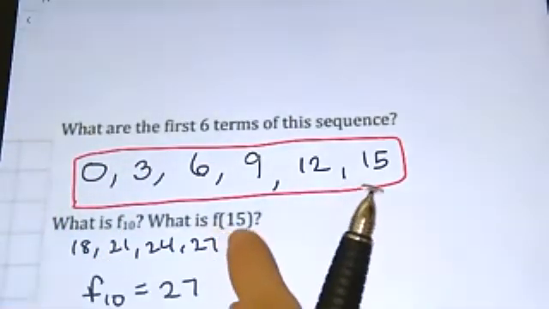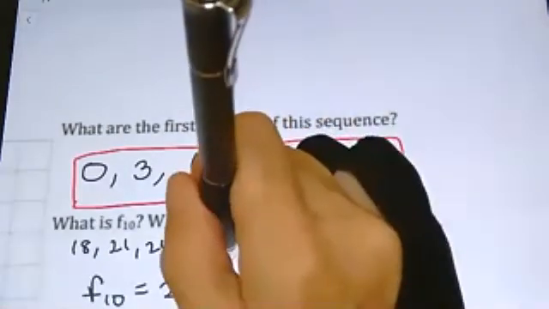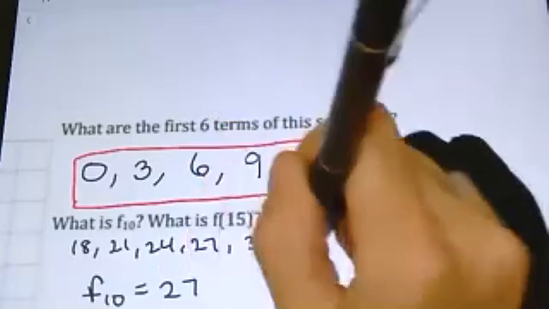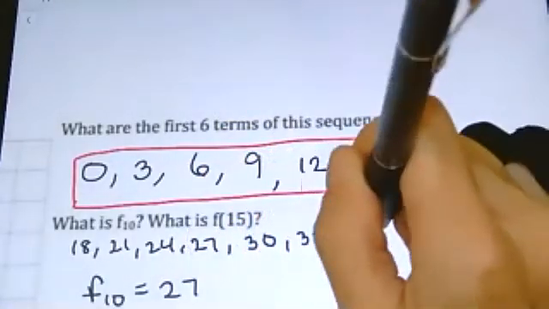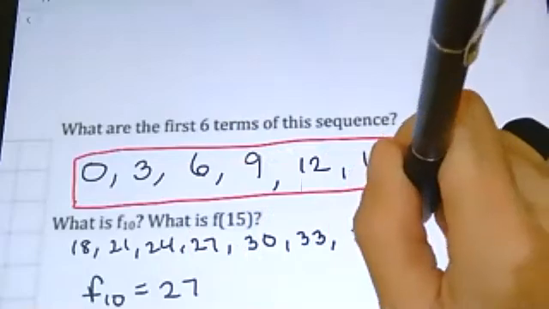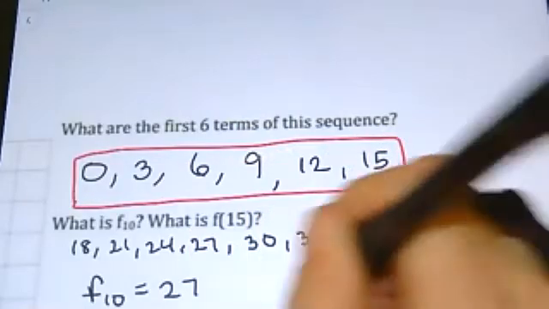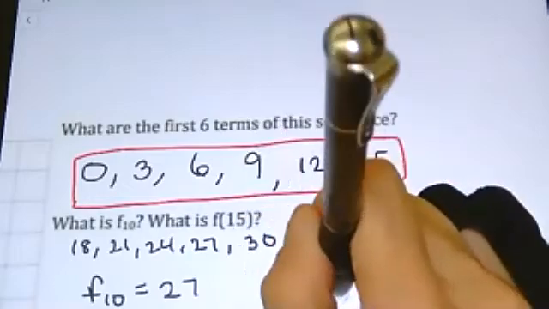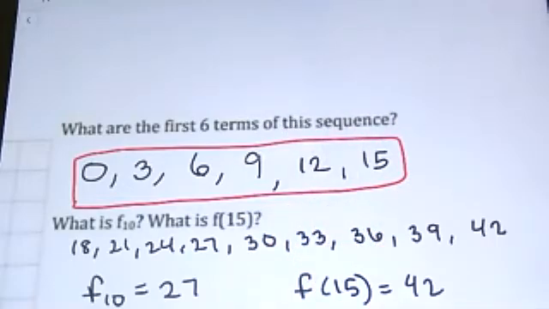Okay. F of 15. That means what's the 15th term? So let's keep going. There's my 11th term, my 12th term, my 13th term, my 14th term, and my 15th term. So my 15th term is 42. It was not that hard to generate this sequence and figure out term number 10 and term number 15. So it was not that difficult to do that.